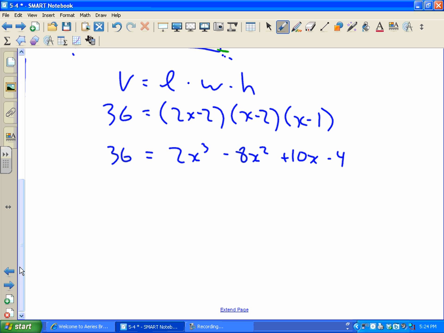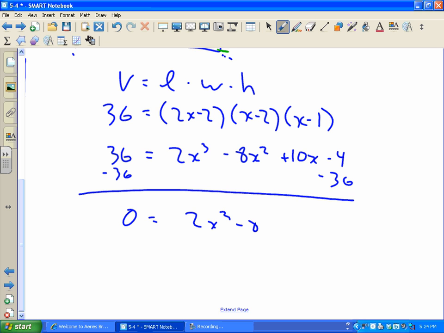Now we need to solve this equation. I will subtract 36 from both sides. I have 0 equals 2x cubed minus 8x squared plus 10x minus 40. We're going to look for taking out a common factor. Let's see, I don't think I can remove anything in common. What I am going to do is go ahead and factor by grouping here.